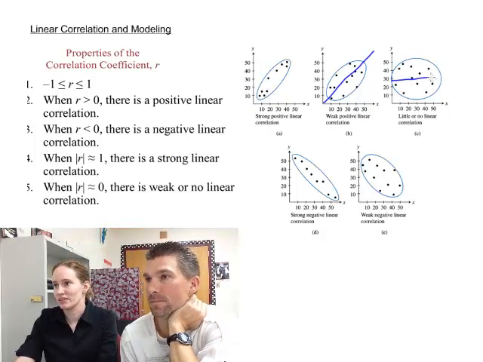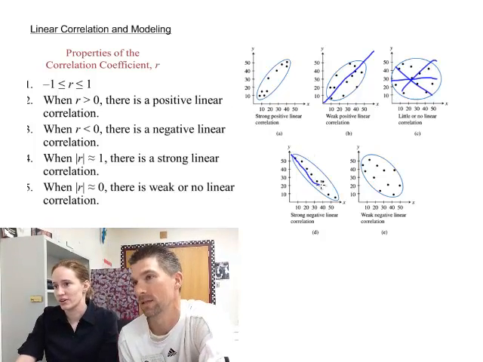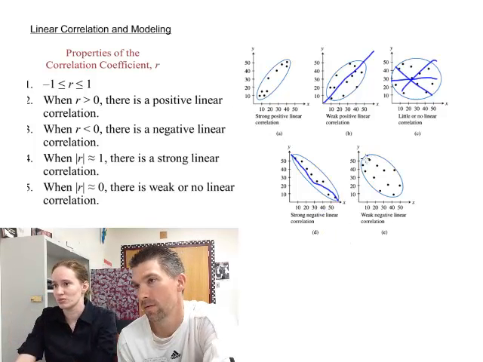Where would we draw this line? No, that's no correlation, the points are kind of spread out. That's negative and strong. This would be negative and weak.